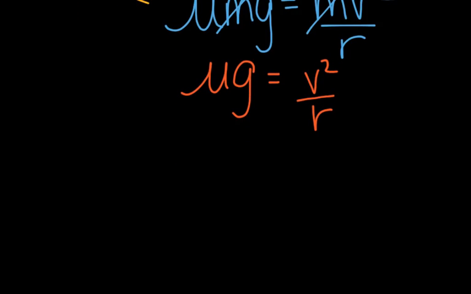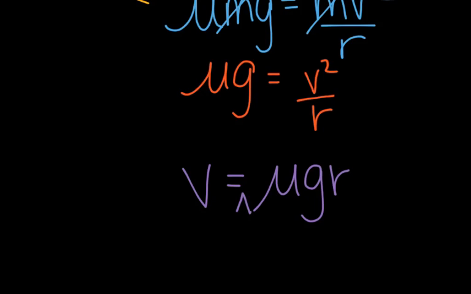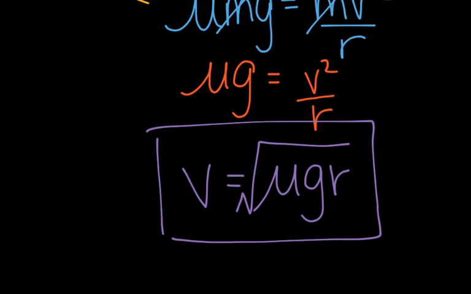So again, what velocity would we need to travel with? Well, we get v equals the square root of mu g r. And there's the velocity that you can travel with safely on a curved road. I guess you would have to say that the velocity would have to be less than what this value gives you.